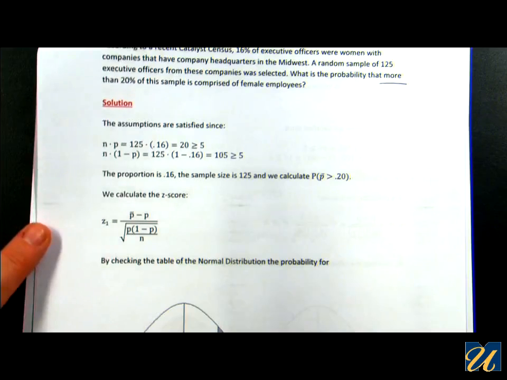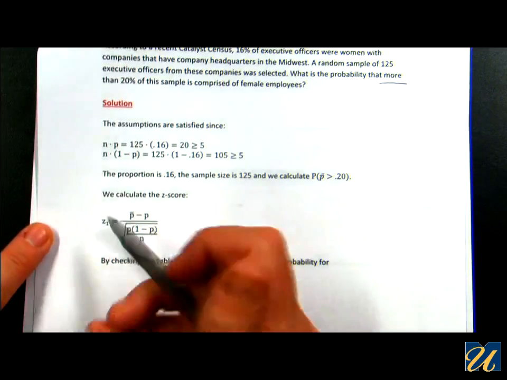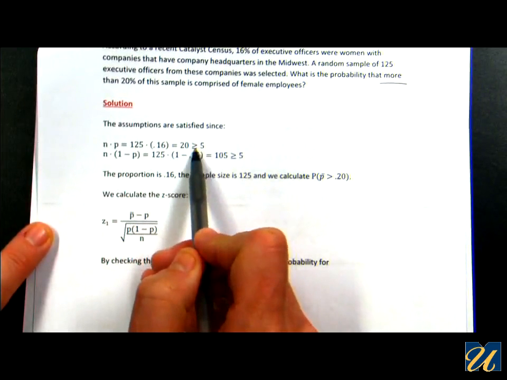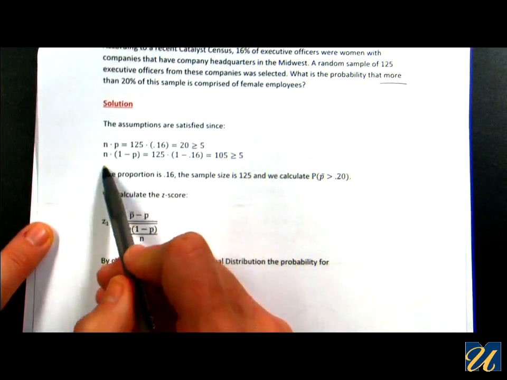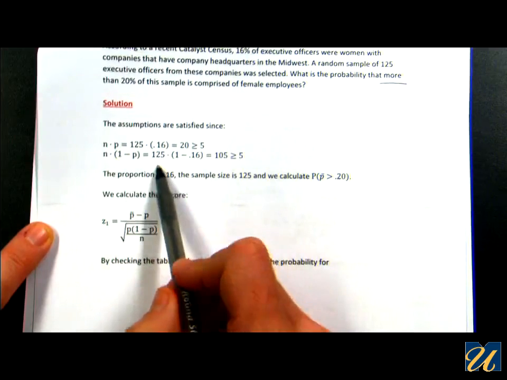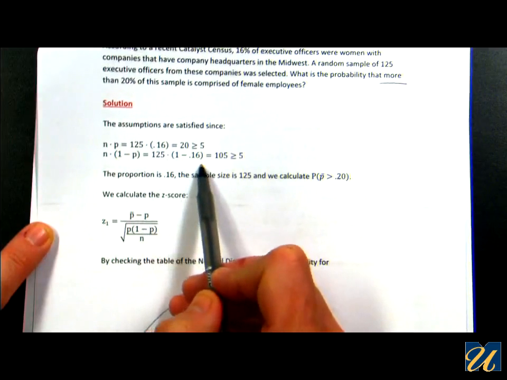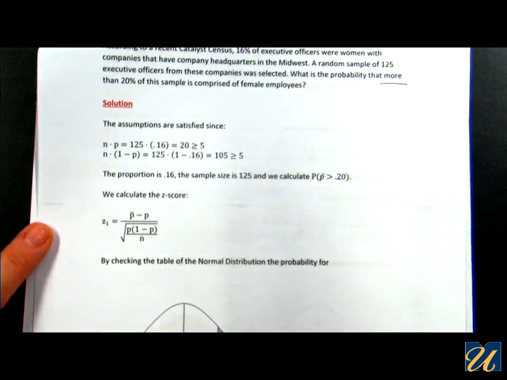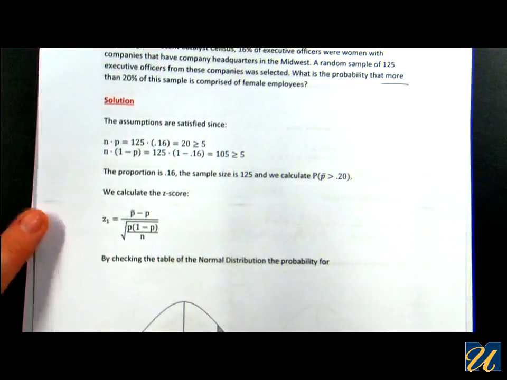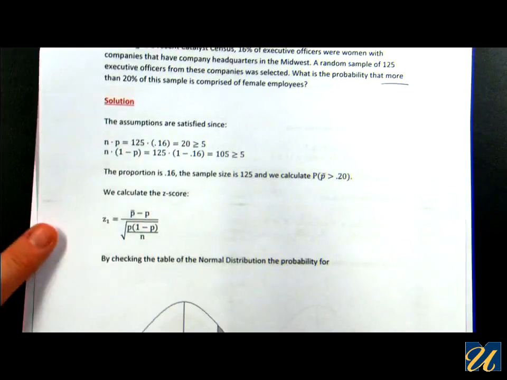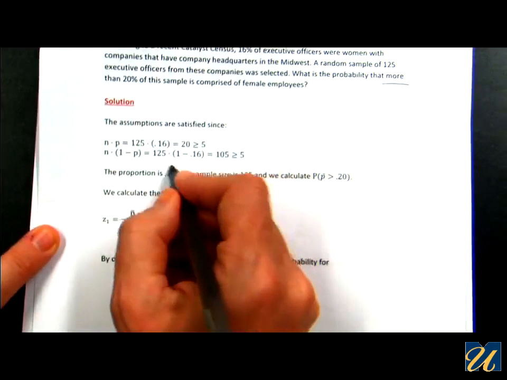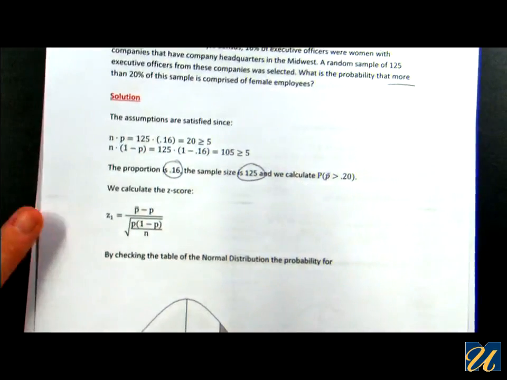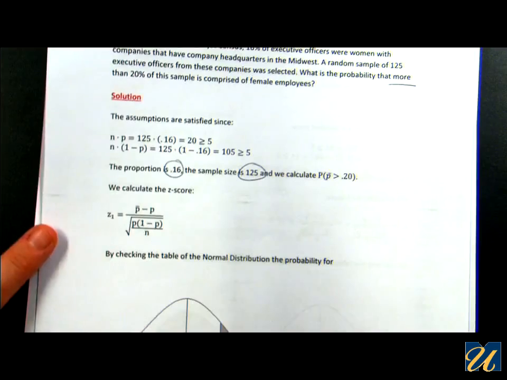The assumptions are satisfied since n times p, 125 times 0.16, is equal to 20, which is greater than or equal to 5. N times 1 minus p, 125 times 1 minus 0.16, is equal to 105, which is also greater than or equal to 5. The proportion is 0.16. The sample size is 125. And we want to calculate the probability that p bar is greater than 0.2.